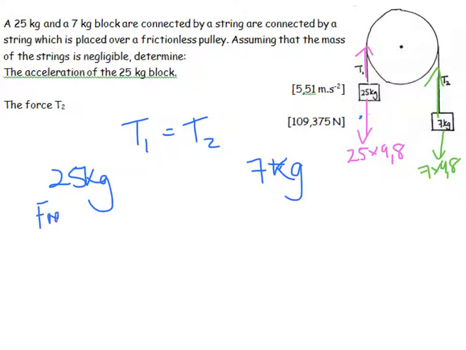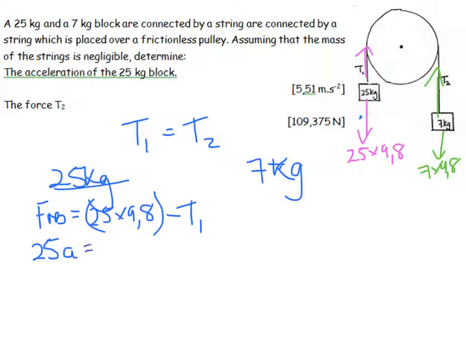Force resultant is equal to the big force minus the small force, and remember, this whole system is moving around and down. So the big force is going to be my 25 times 9.8, in other words the weight, minus the tension. My force resultant is 25 multiplied by the acceleration of the system. So I've got 245 minus T1. Rearrange that, where T1 is equal to 245 minus 25a.